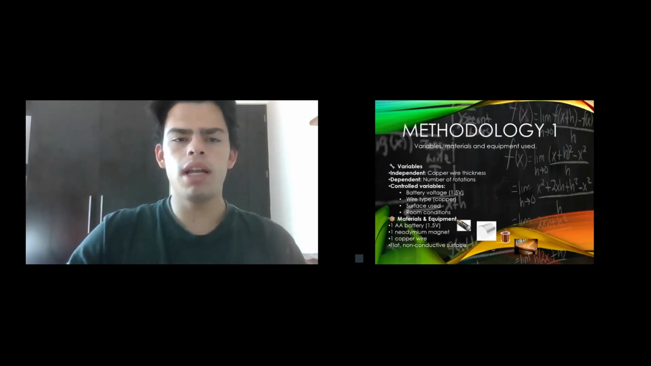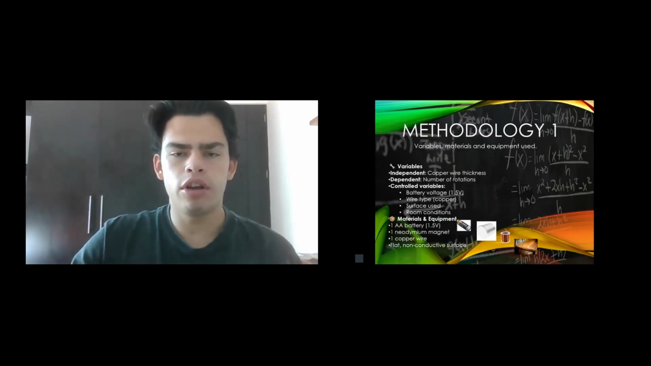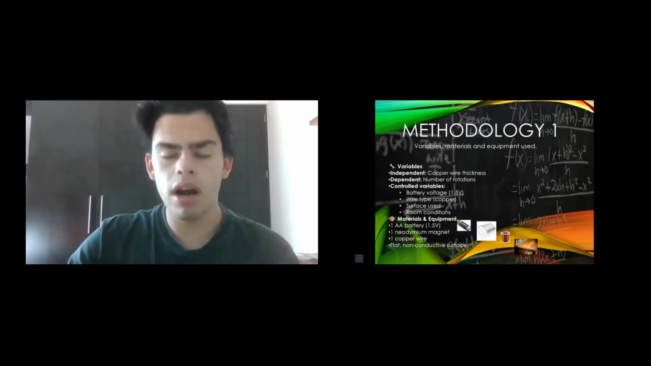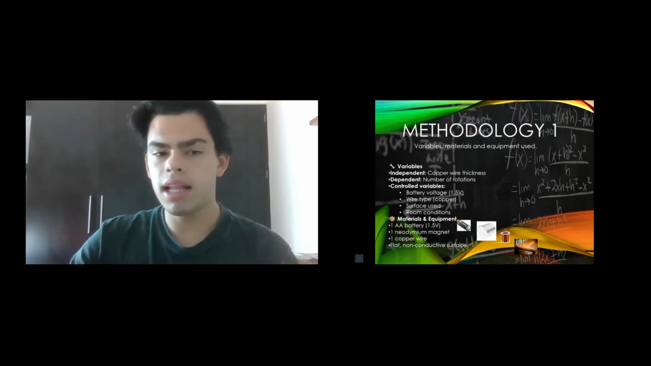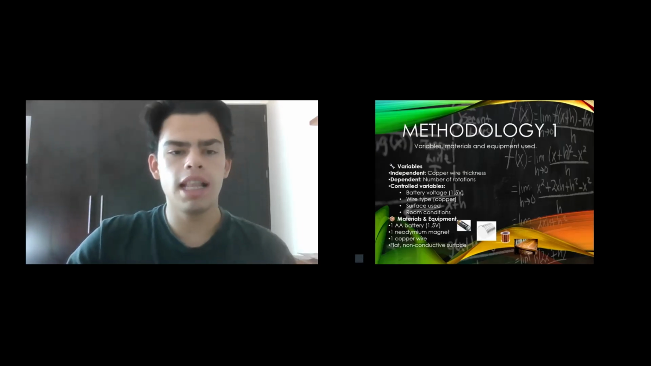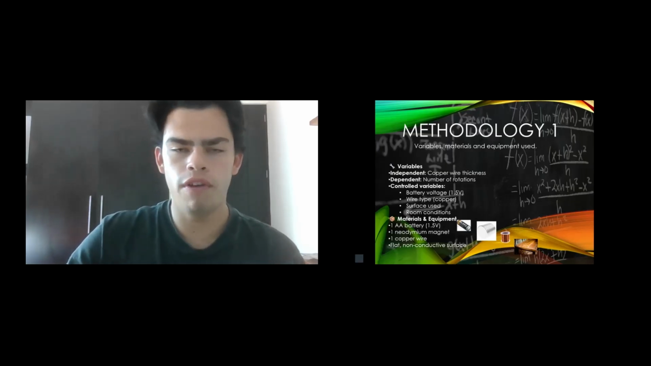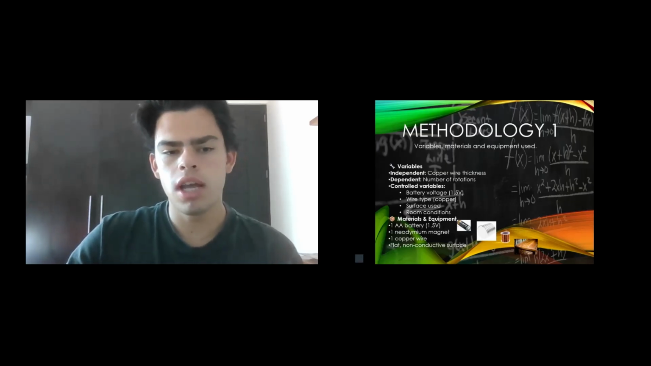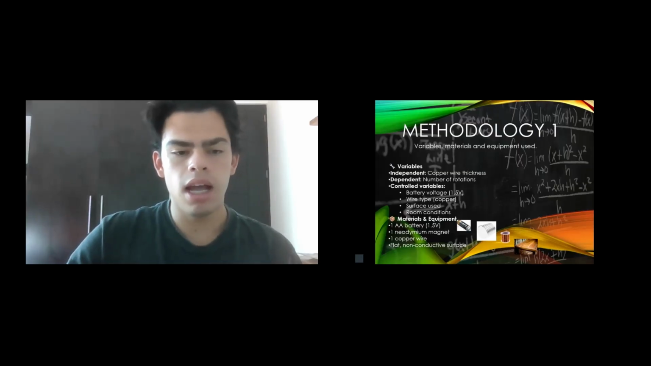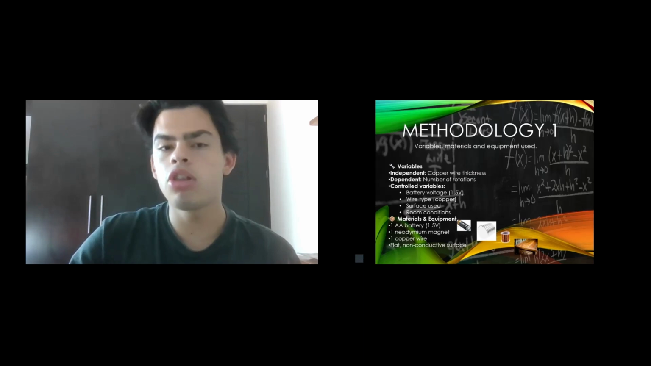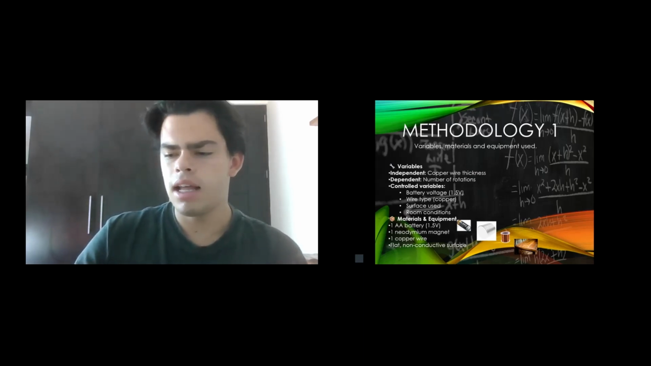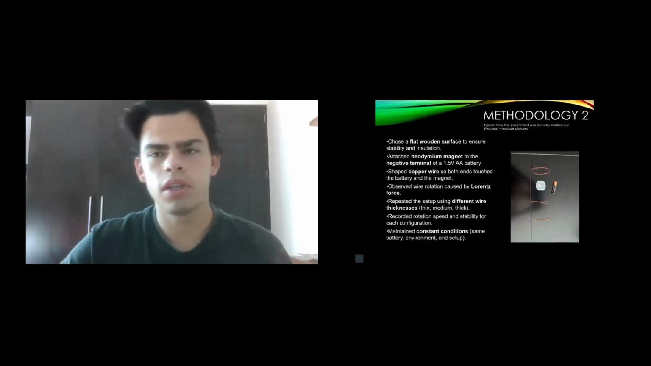Methodology one is variables, materials, and equipment used. The independent variable is copper wire thickness. The dependent variable is the number of rotations, and the control variables are battery voltage, wire type, surface used, and room conditions. The materials are the same, with a neodymium magnet, and a flat non-conductive surface. I use a table made of wood.